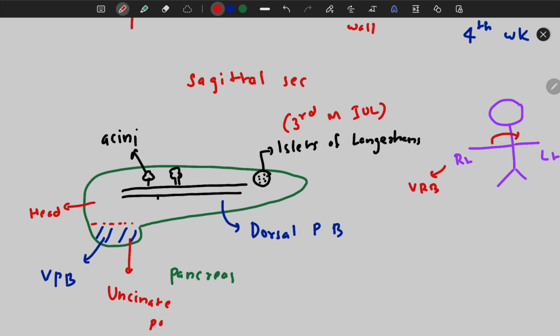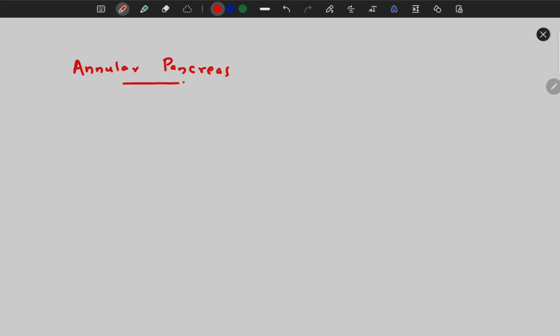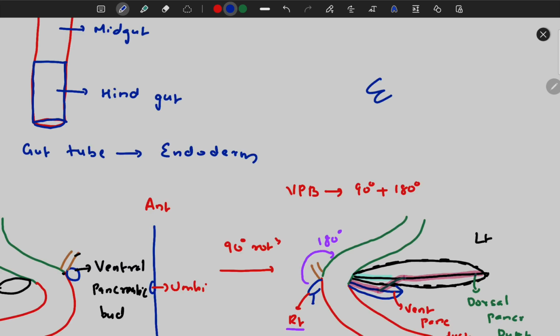This usually occurs at the third month of intrauterine life. An applied topic to be discussed is the annular pancreas. Earlier I said that this is the ventral pancreatic bud. It will be a bilobed structure, and later on this will fuse like this.